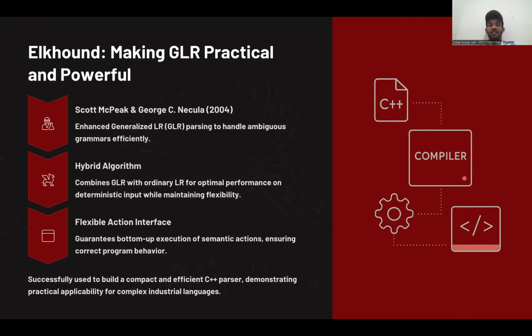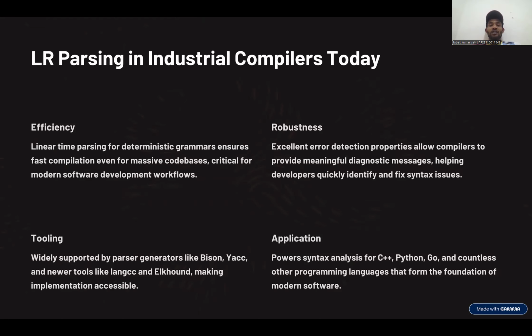Now the next slide is LR parsing in industry today. LR parsing is widely used in industrial compiler construction due to its speed, accuracy, and robustness. Many modern programming languages rely on LR-based parsing techniques for syntax analysis. Tools like Bison and YACC are still commonly used to generate parsers automatically from grammar specifications. These parsers are capable of detecting syntax errors early and providing meaningful error messages, which helps developers debug their code more easily. Their ability to handle large and complex grammars makes them an essential component of modern software development.